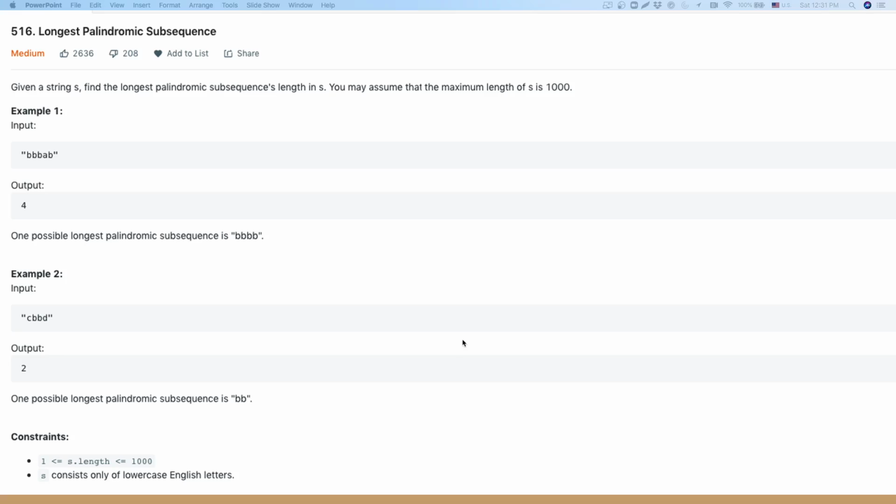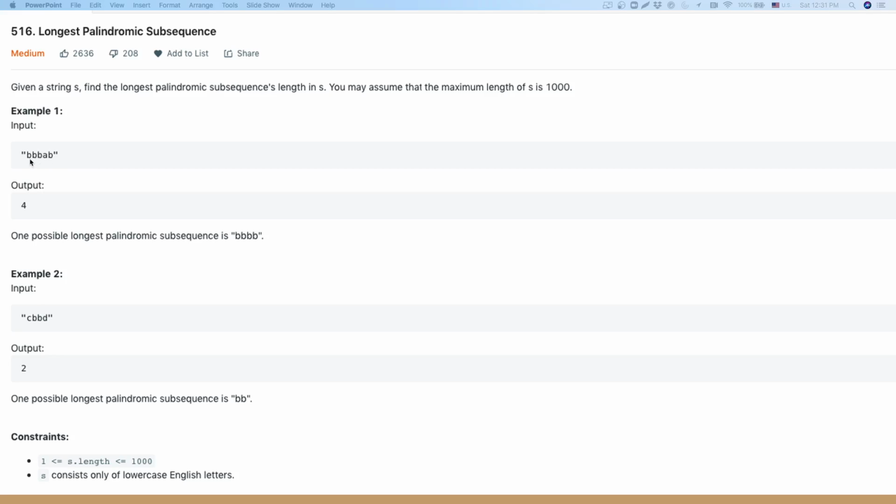So now let's go over the next one. 516, longest palindromic subsequence. Given a string s, find the length of the longest palindromic subsequence in s. You may assume the maximum length of s is 1000. They're giving you a constraint, and this is more like a hint that you can use n-square algorithms. And how do we solve that? The way we are going to solve that is still by breaking down into intervals, but I think this problem is much easier than the previous one.